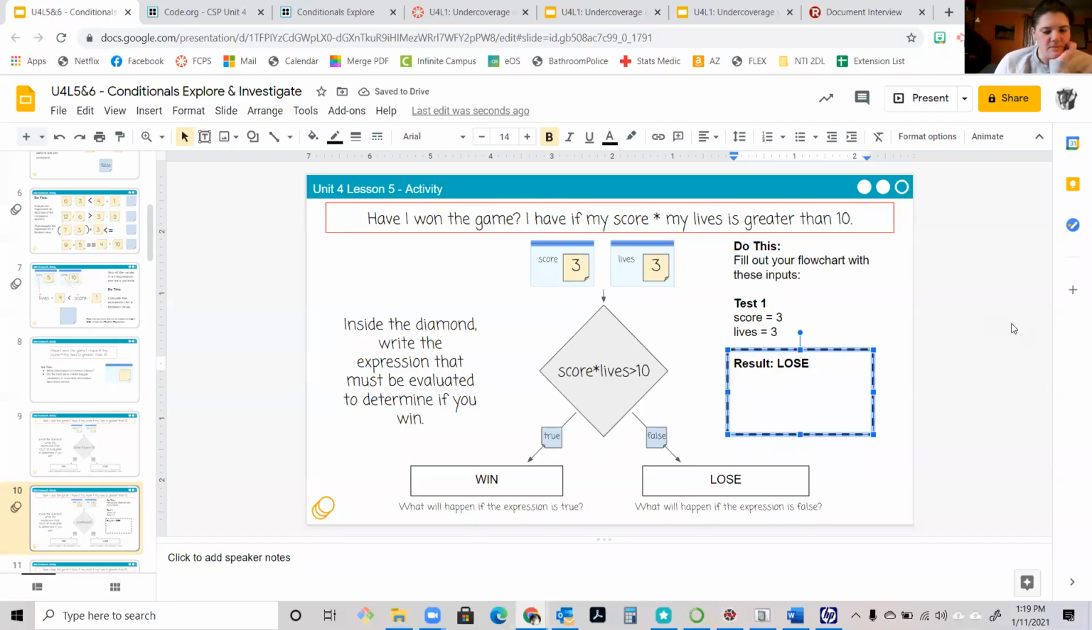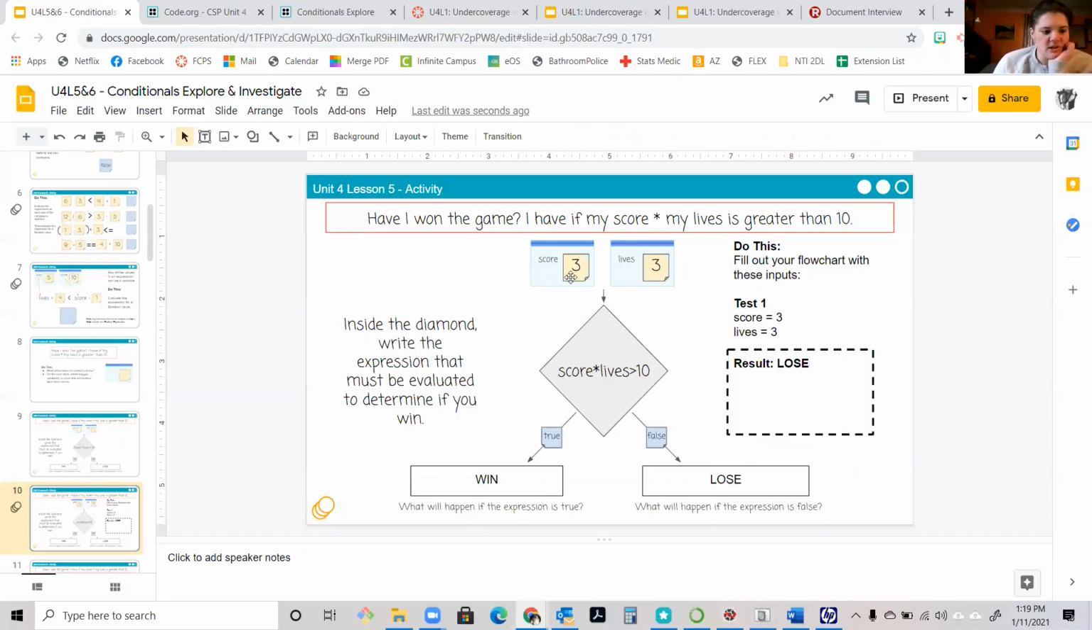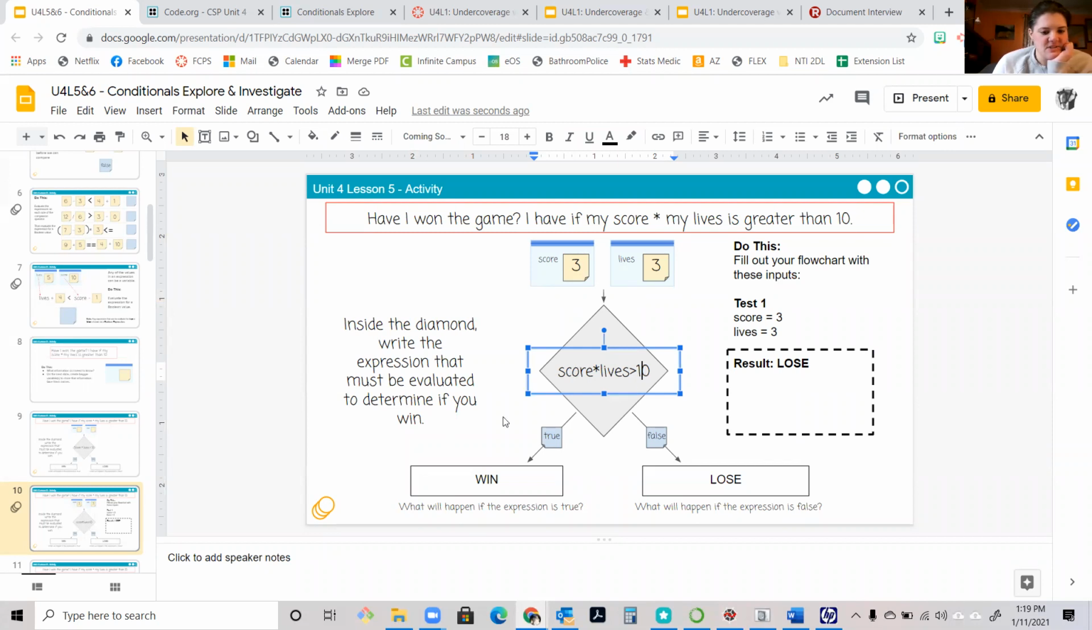Okay, so here's my completed one. I've got score of 3, lives of 3. So I evaluate score times lives. It's greater than 10. Okay, that's 3 times 3. 3 times 3 is 9. So score 9 is greater than 10. That's false. So we lose. So in result, I put lose.